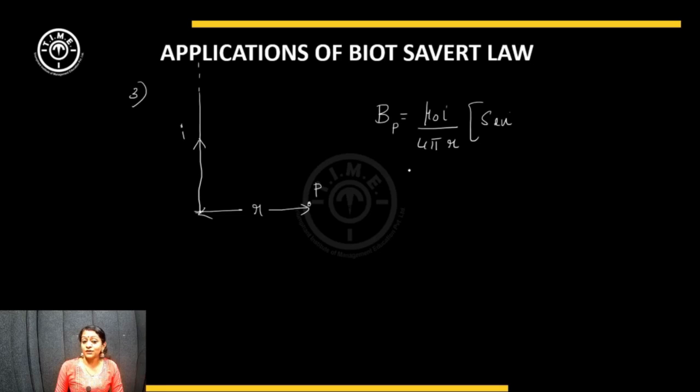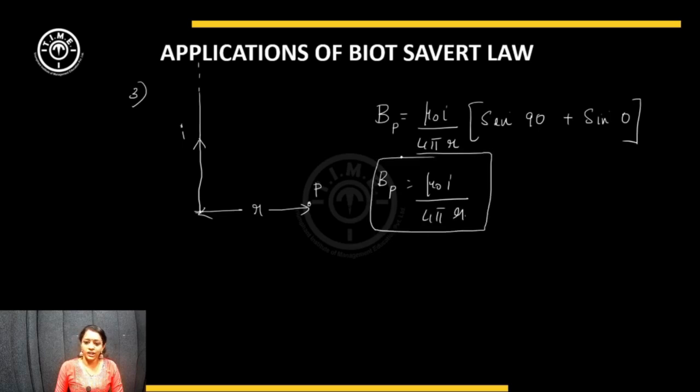So here what are the values of phi 1 and phi 2? Considering the infinitely long end, phi 1 will be 90 degrees. And considering the finite end, phi 2 will be nothing but 0. So you will get the equation finally as mu 0 I divided by 4 pi r. So this is also a very important case.